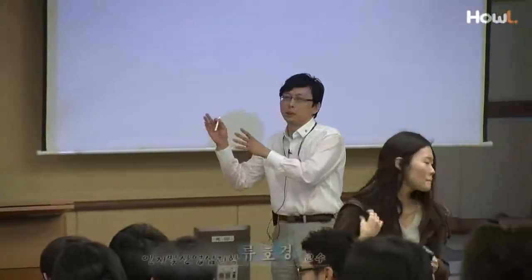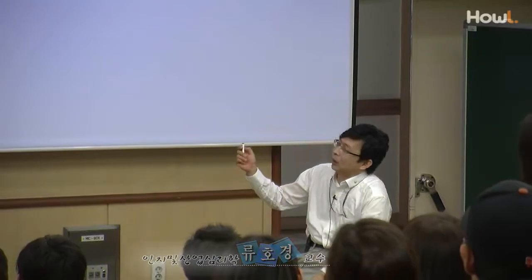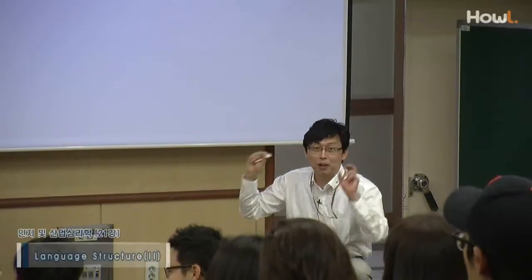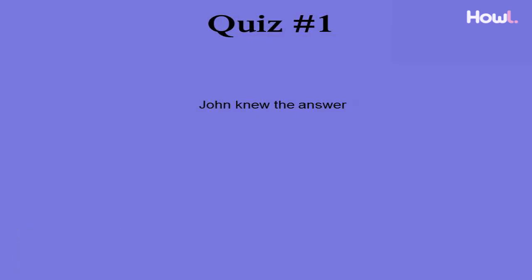Right, so I'm explaining quiz 1. I show the sentence. Okay, keep following it. John knew the answer. You get it? And then we can see another sentence: John knew the answer was wrong. Right? John knew the answer. And then, John knew the answer was wrong.